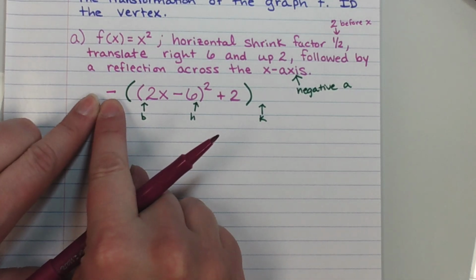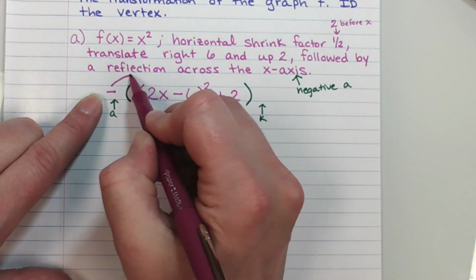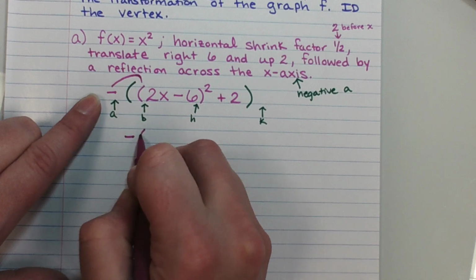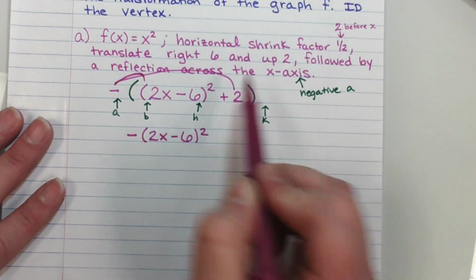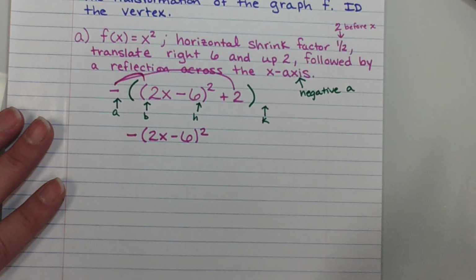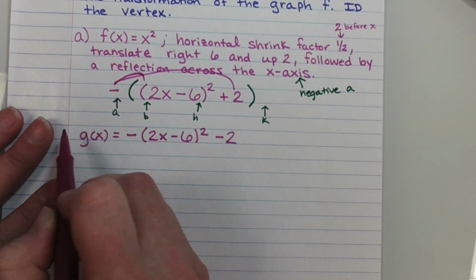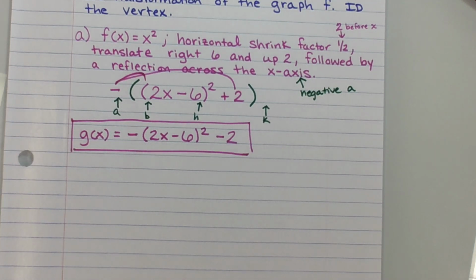Do we generally leave a number, in this case a -1, sitting in front of a set of parentheses? No, we distribute it. Can I distribute a negative into a squared? No, I just put it in front of it. Negative in front of the 2x minus 6 squared. I distribute it all the way over to the 2, and I get -2. Now I've done all of my things. Now that is my g of x. I have to do it in pieces.